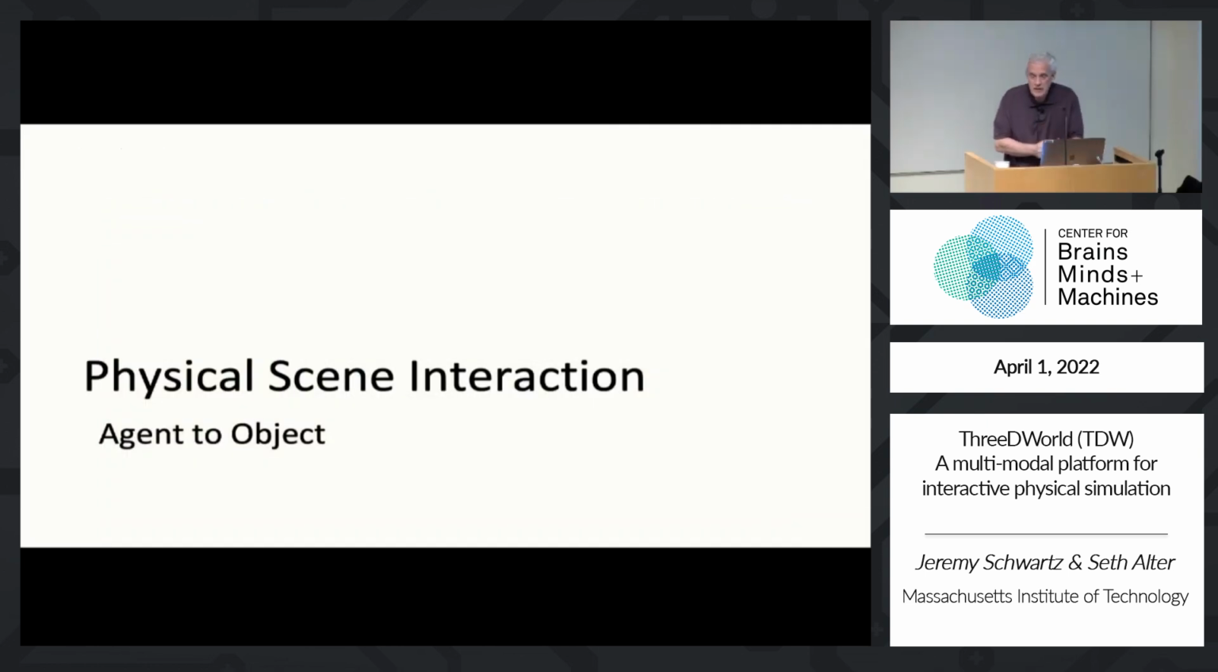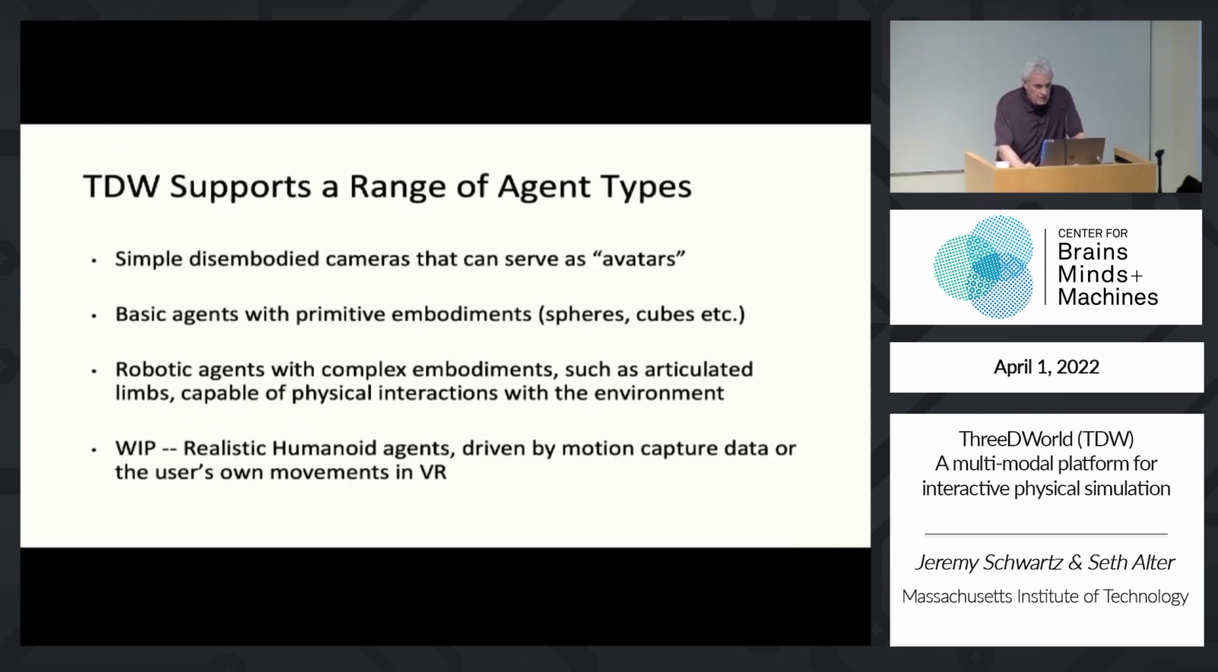Okay, so at this point, let's delve into what we mean by agents in TDW. So TDW supports a range of agent types. Agent avatars can be as simple as one or more disembodied cameras, returning image data from the build to the controller. Basic agents whose embodiments are cube, sphere, or capsule primitives can be moved around the environment by applying forces. These agents are often used for algorithm prototyping.